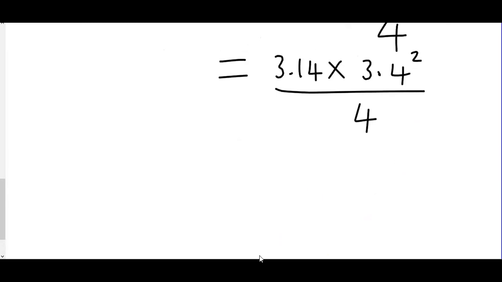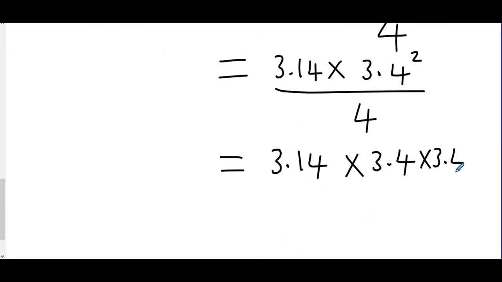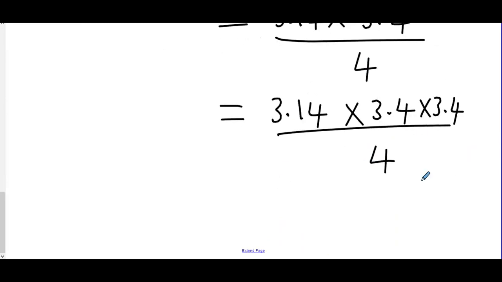Now, what does 3.4 squared mean? It means you have your 3.14, which is pi, times your 3.4. Squared means multiplied by 3.4. Then over 4. Now, how do we multiply this? Help me get the calculator. Take this 3.14 times 3.4 times 3.4. You see that? Multiply those. The answer you get, divide by 4.